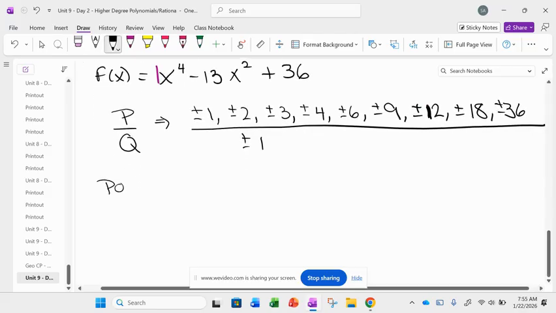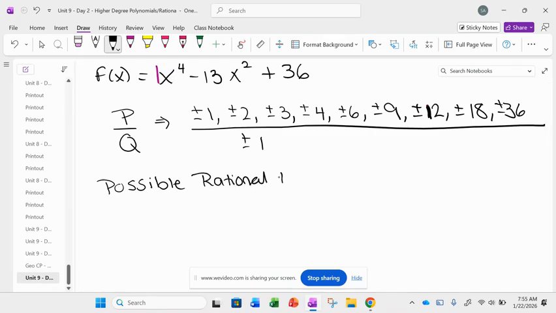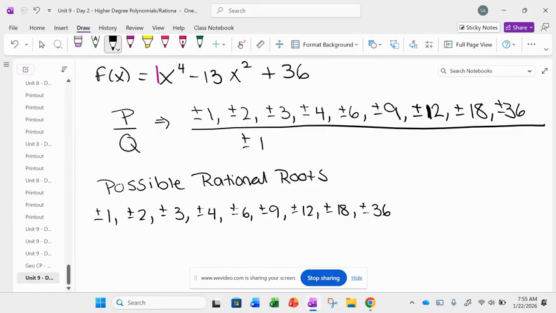So possible rational roots will be plus minus 1, plus minus 2, plus minus 3, plus minus 4, plus minus 6, plus minus 9, plus minus 12, plus minus 18, plus minus 36. How many roots should I have? How many should I have? And how do we know? Amanda? Good, we should have 4 roots.